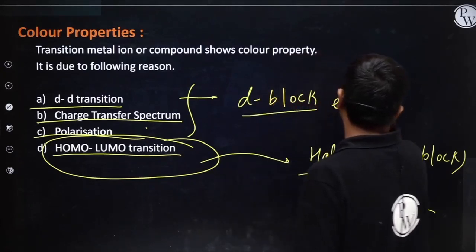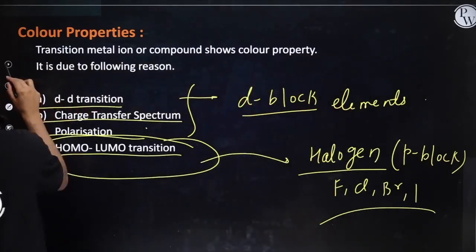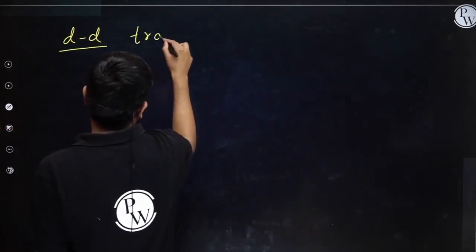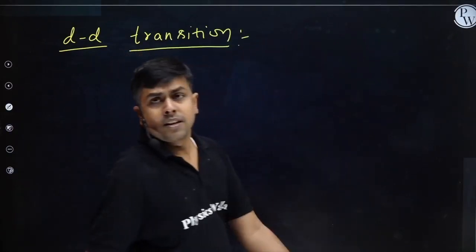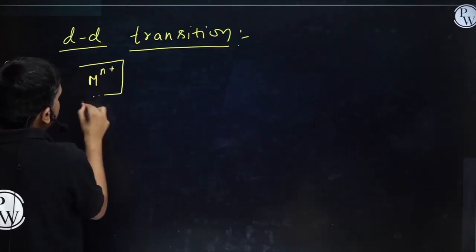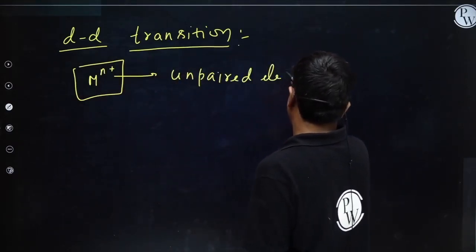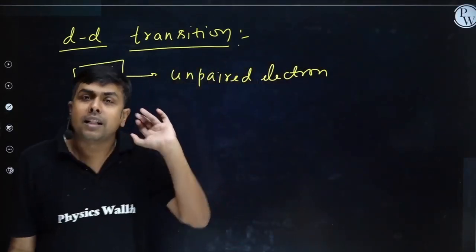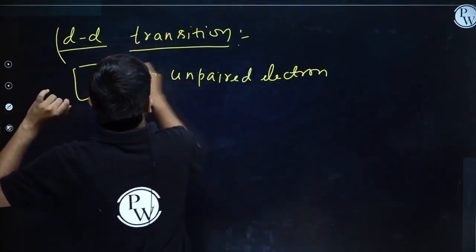D-block elements or ions or compounds. We'll discuss it one by one. d-d transition. Students, if a d-block element or ion has unpaired electrons in its electronic configuration, and if it is showing coloration behavior, if it is colored, then it is colored due to the d-d transition phenomenon.